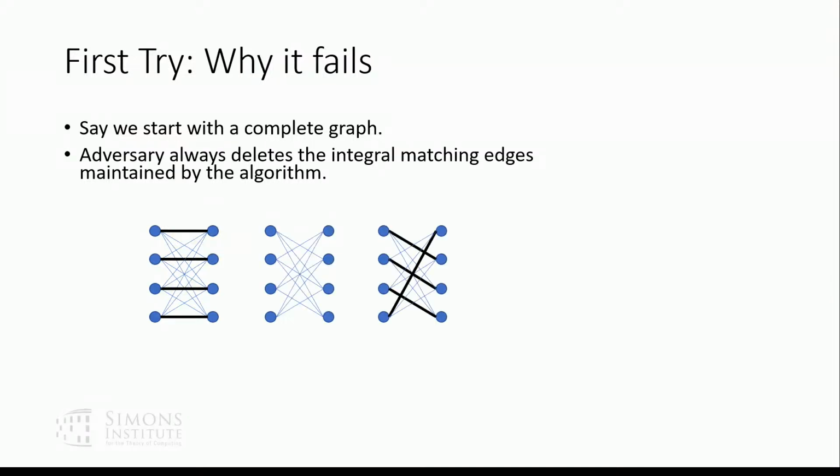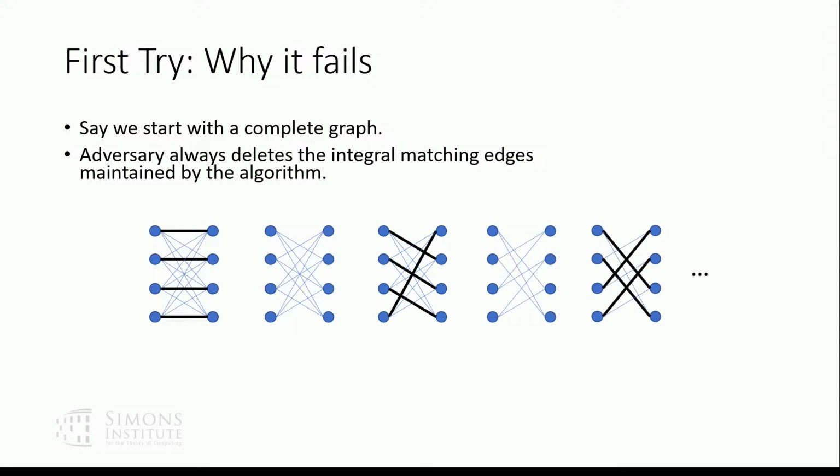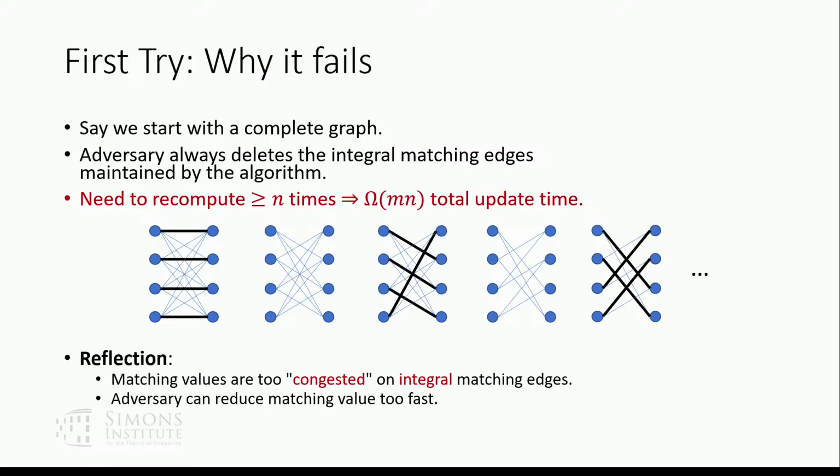So you pick another matching. The adversary is going to delete those edges. Now you have something that's still pretty close to a complete graph. And this can just keep going. The adversary can clearly end up causing you to recompute a new matching n times. But recomputing a new matching costs m. So you have mn total update time, whereas we would like m total update time. Okay, so this lazy approach doesn't work.